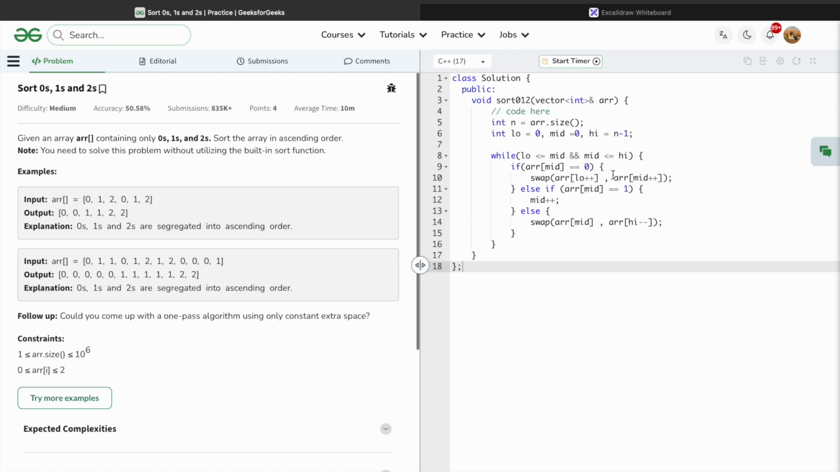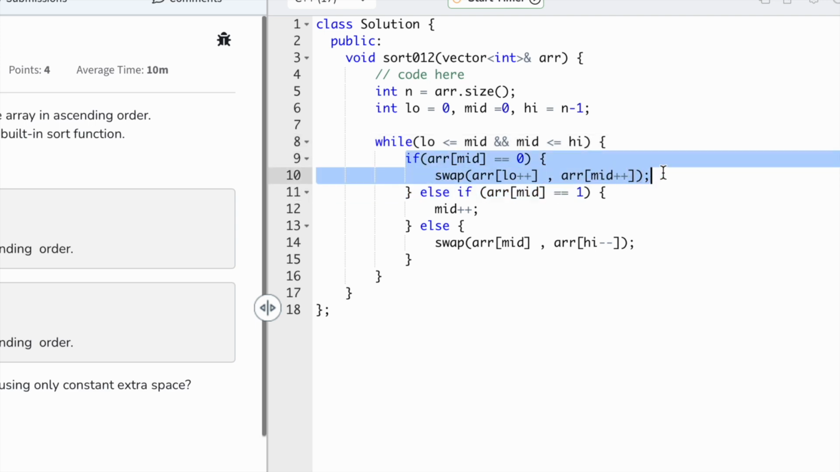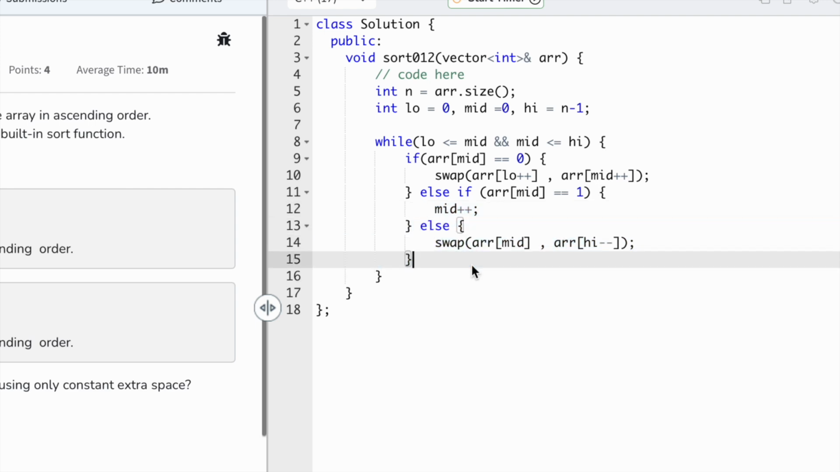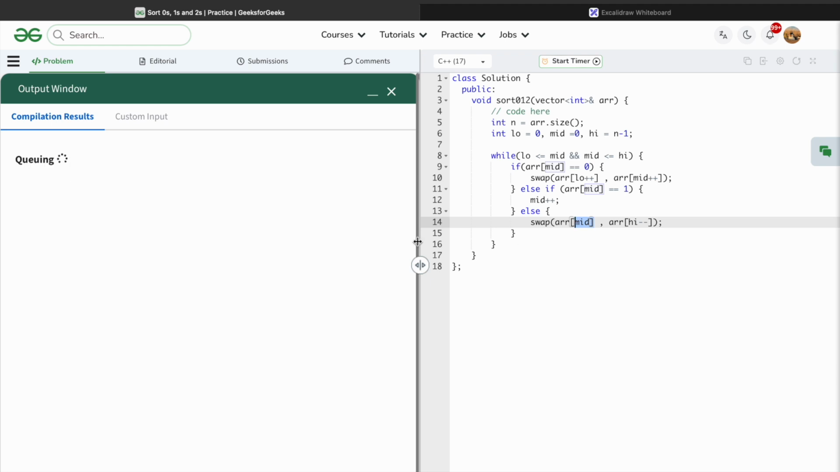So yeah, I have written the code here, as you can see. This is not necessary, but I have written it for clarity. If array of mid is equal to zero, then I'll swap and increment both. Else if it is one, then I can just move forward directly without any check. Else, if I get a two at array of mid, then I will swap it and decrease high, but I will not increase mid. This is the main important point, right? As you can see, all the test cases pass very easily.